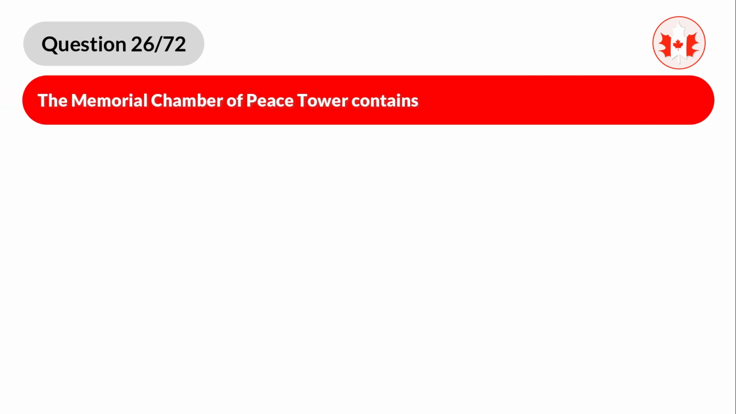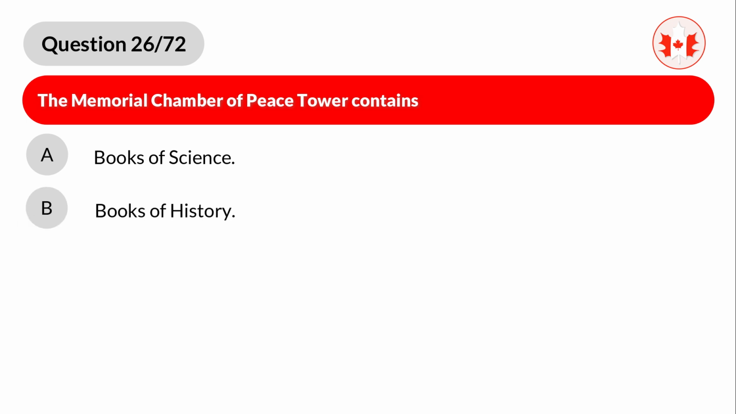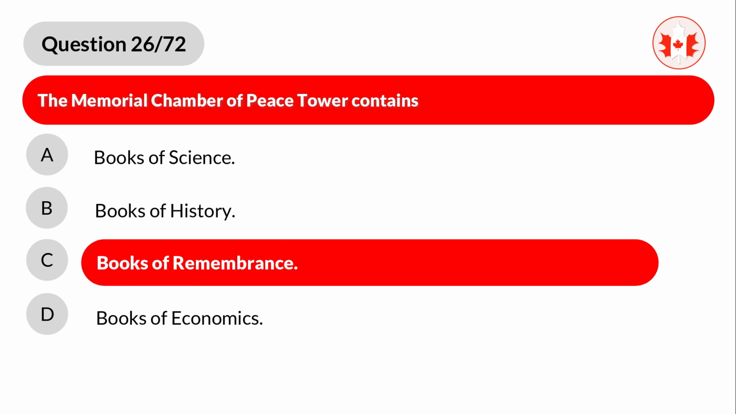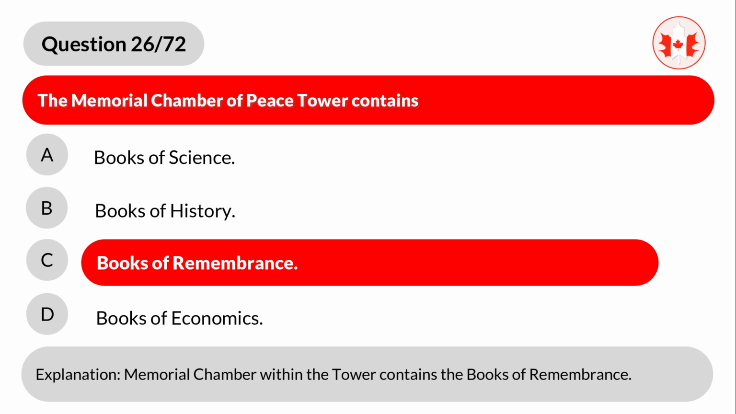Question 26. The Memorial Chamber of Peace Tower contains A. Books of Science. B. Books of History. C. Books of Remembrance. D. Books of Economics. The correct answer is C. Books of Remembrance. Explanation: Memorial Chamber within the tower contains the Books of Remembrance.